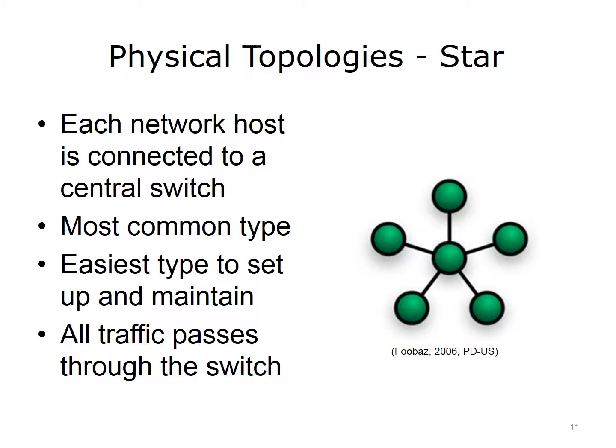The physical star topology is the most common topology type. It is the easiest to set up and maintain. In this type of environment, all traffic passes through the switch that is at the middle or hub of the network. At the ends of the star are end devices. Examples of end devices are computers and printers.